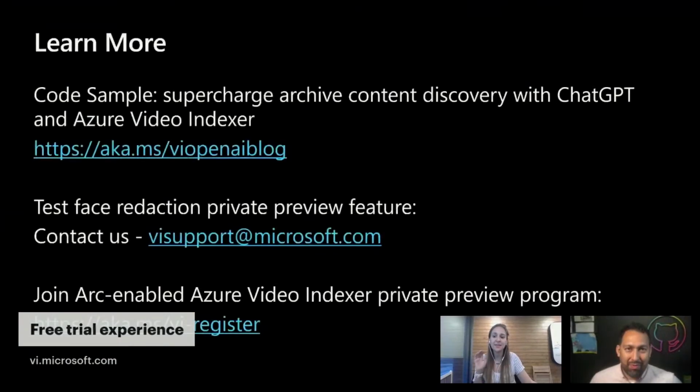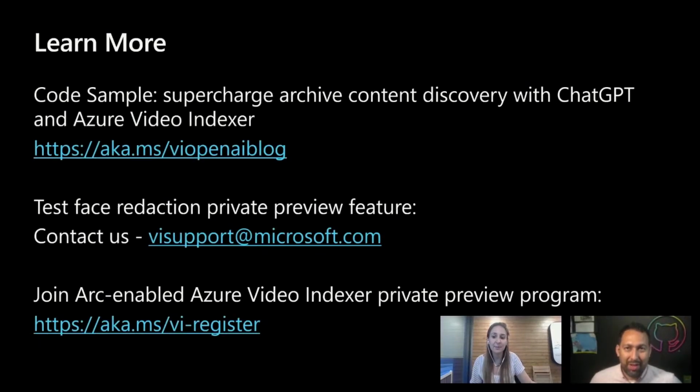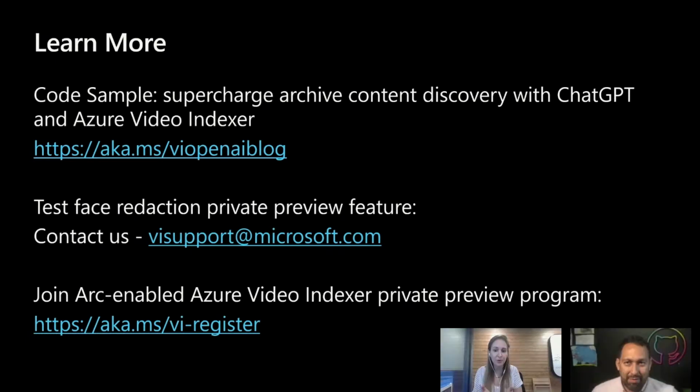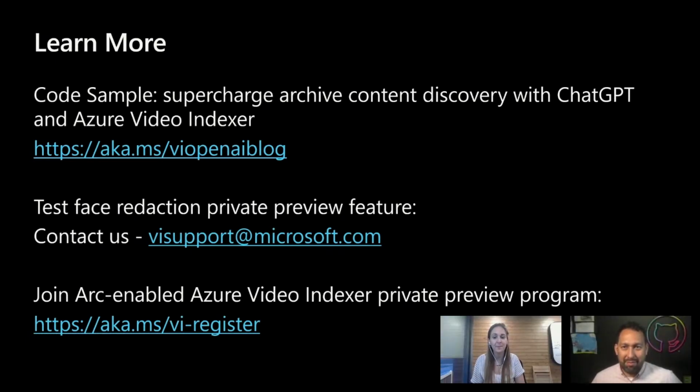So let me just make a quick recap. The code sample is available for everybody. There's this blog that I've put here. Then the face redaction or the Arc-enabled Video Indexer private preview, both you need to reach out to this email address or to submit a form with all the information, and then we will enable your subscription and you can work with us and share your feedback. That's amazing. Also, for those that are wondering, there's some good documentation here that you can take a look at. And then the sample that you mentioned before, that's available. The ChatGPT integration is available here. Is that right?